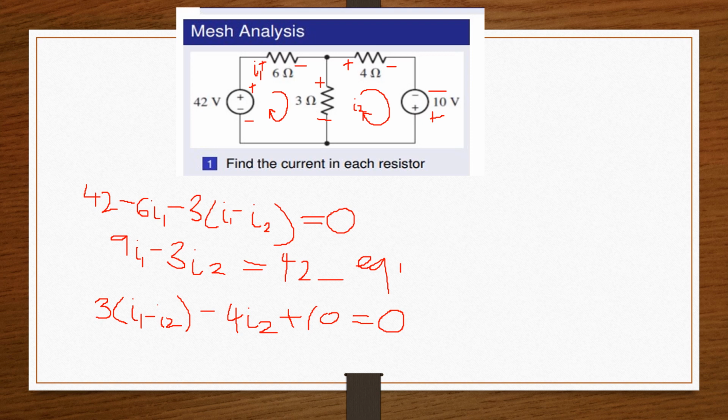Okay, so now we can simplify this by simple algebra. We can do that, and we have equation 2 to be 3. You can pause the video and try it by yourself. You have 3I1 minus 7I2 being equal to negative 10. Okay, so now we have our second KVL equation.